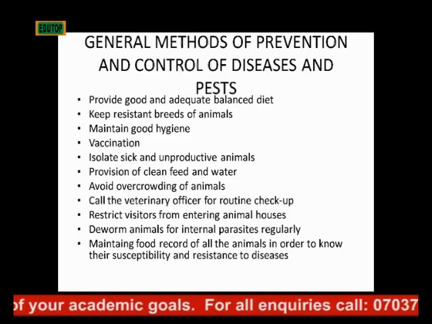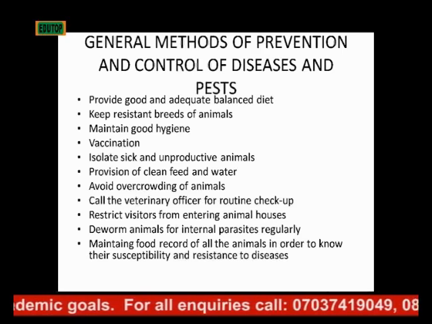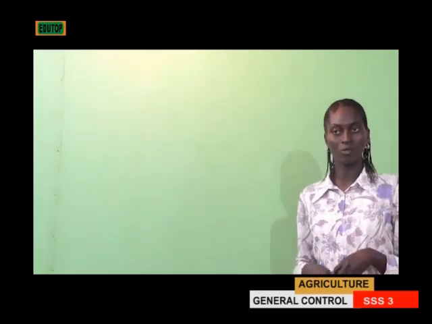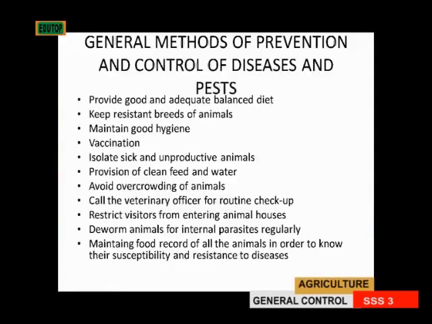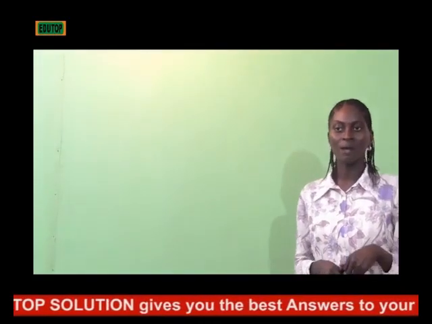Call the veterinary officers for routine checkup. Just as human beings, it's necessary for you to check yourself up from time to time. Animals also need that, so call your veterinary officer to check your animals for you. Then you should restrict visitors from entering animal houses, because this one comes, that one comes, and they bring in different things. You don't know where they stepped into with their various shoes. So you should discourage it as much as possible. Don't allow visitors to enter your animal houses.